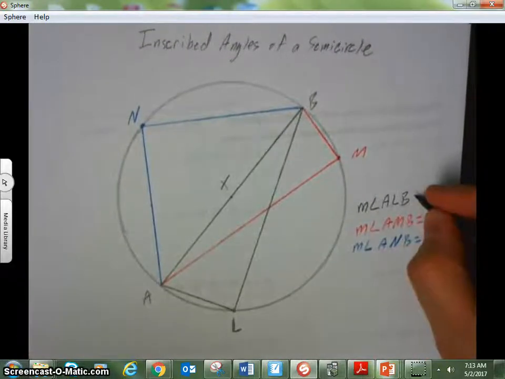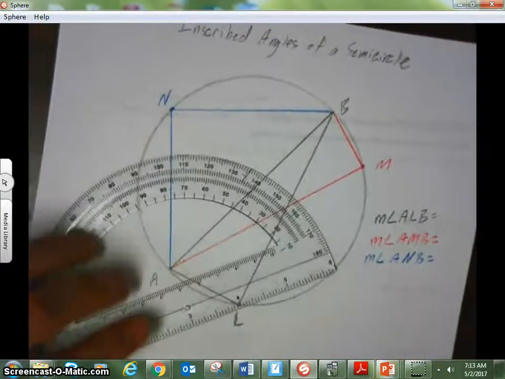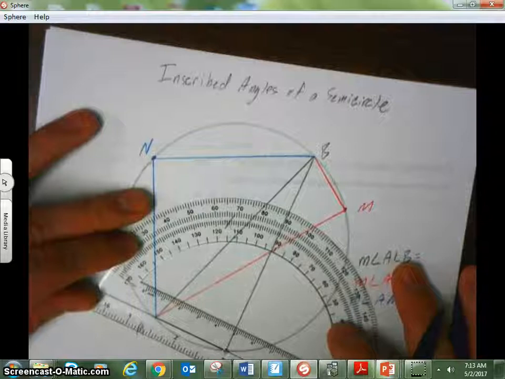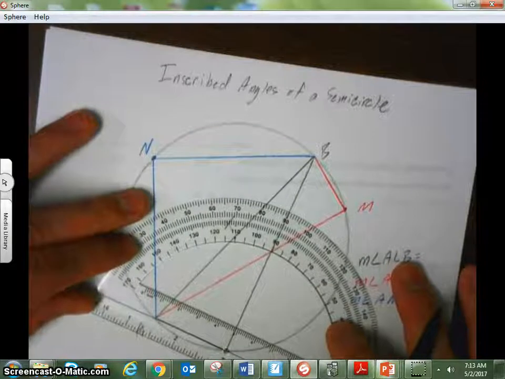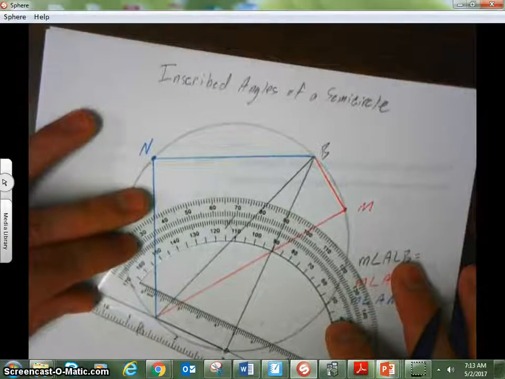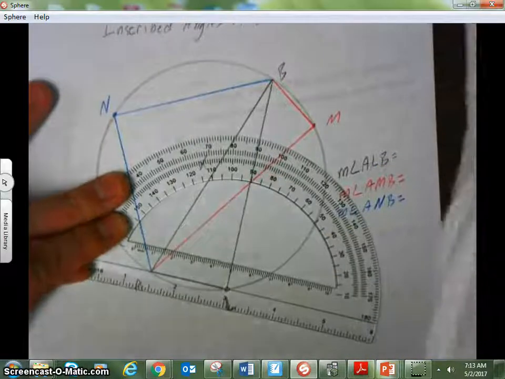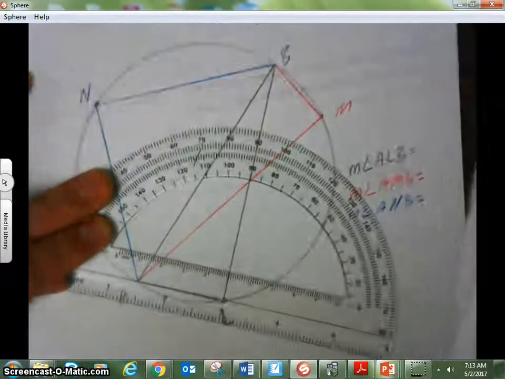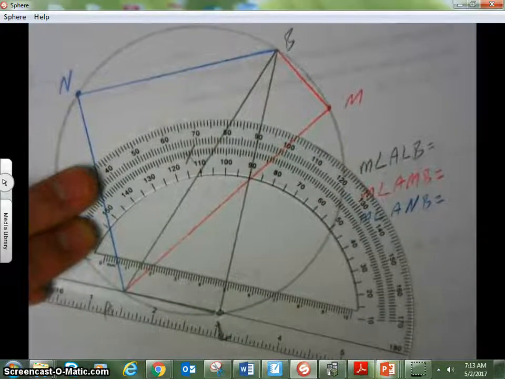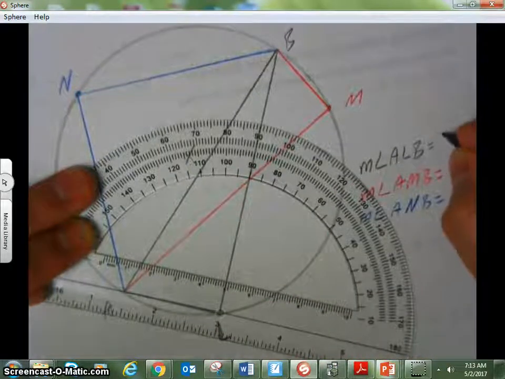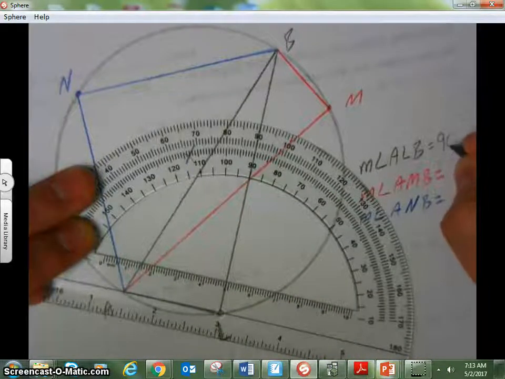So let's go ahead and measure our angles here. Let's start with the first one, ALB. Lining the protractor up with the angle here, let's zoom in a little bit. The measurement of the angle is 90 degrees.